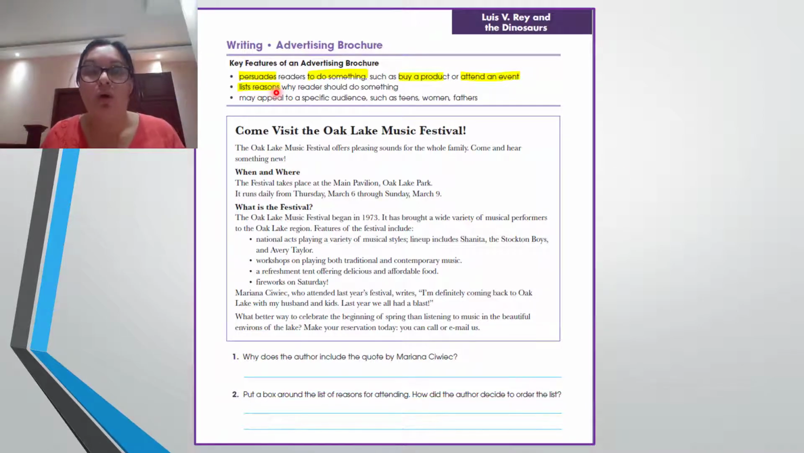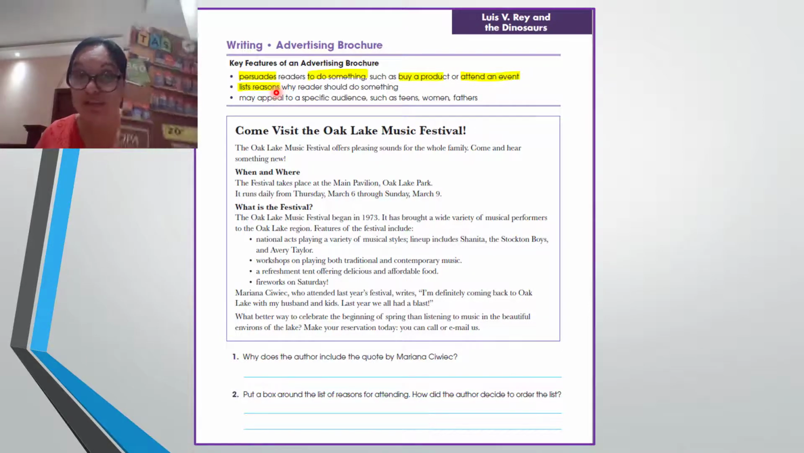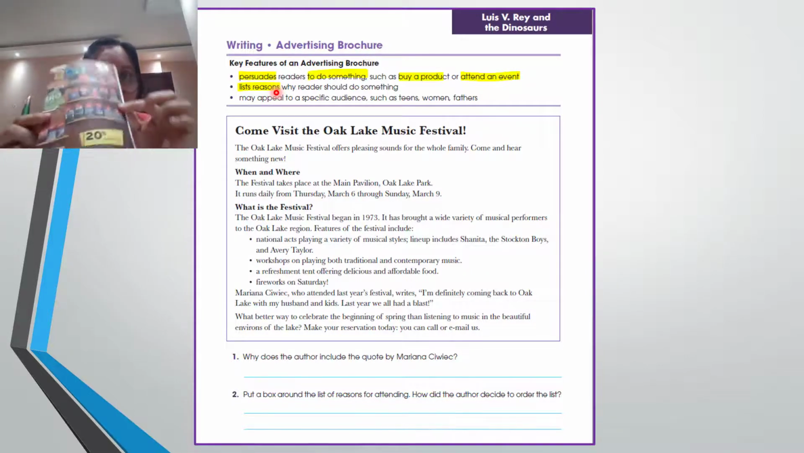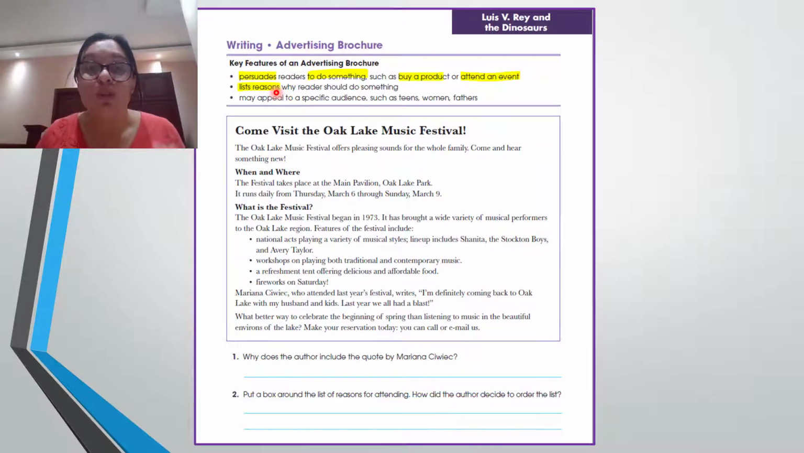So another characteristic of an advertising brochure is the second one, and it says lists reasons, or in other words, in the brochure you are going to find the reasons why you have to buy that product. For example, if it's a book, here it says "libros de educación y salud para la familia." So this brochure is trying to convince that the books in here are good for education and the family. So that is a reason for buying this kind of books. So you are going to find that in a brochure: reasons why you have to buy that product, or reasons why you have to go to, for example, a specific event.